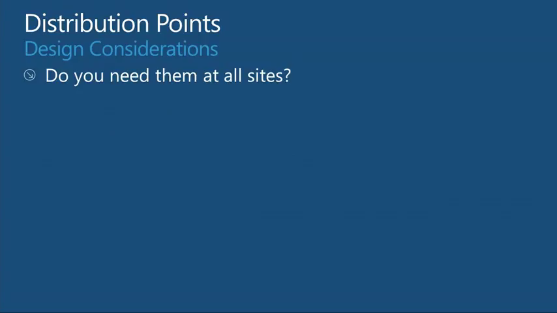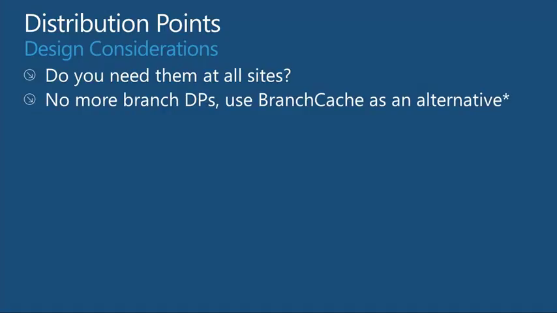DPs, do you need them at all sites? That's one of those questions you've got to ask yourself. If the answer is no, then you've just got to take into consideration how you're going to get that information to those sites. There are no more branch DPs, so you won't be using that. BranchCache is an alternative. But if you're using BranchCache, the biggest thing is you won't be able to do OSD or operating system deployments using BranchCache. So you need an alternative method.